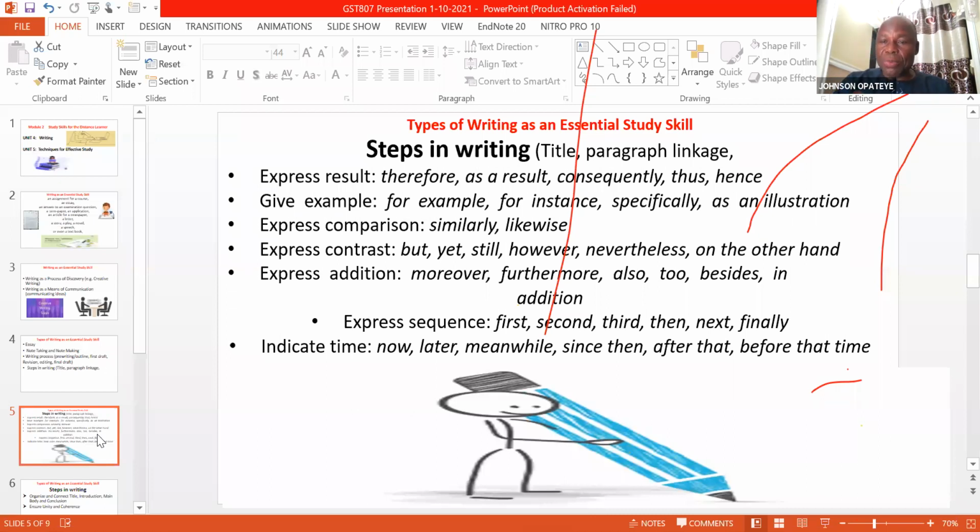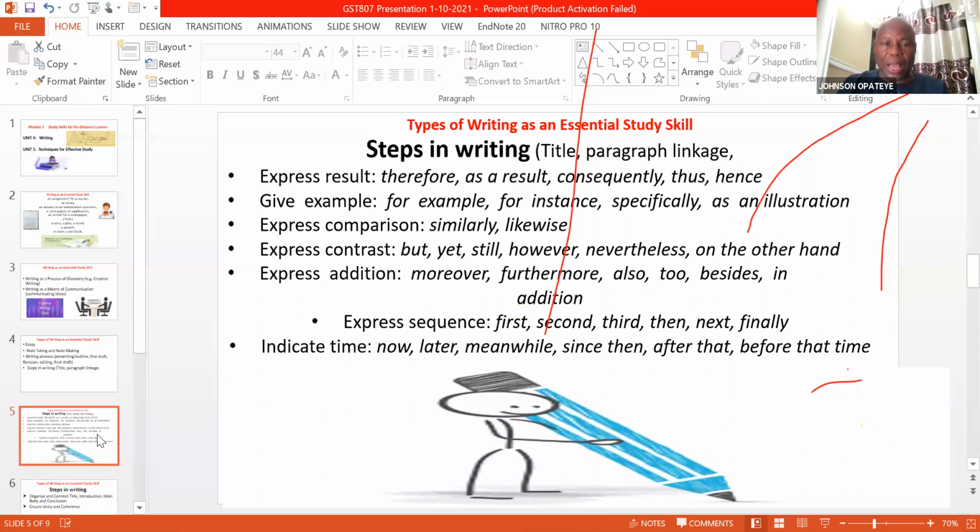Nevertheless, Mrs. Josephine is always coming to the class. And therefore, nevertheless, then we continue. Or Mr. Ade is always absenting himself or herself from the class. But now, this Mr. Ade nevertheless must often submit his assignment. So you can use that and your paragraphing will flow. You can also express sequence. When you say first, second, thirdly, next, and finally, when you are giving reasons.